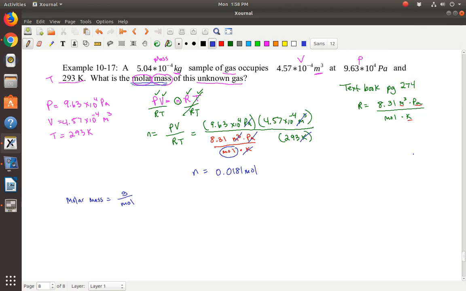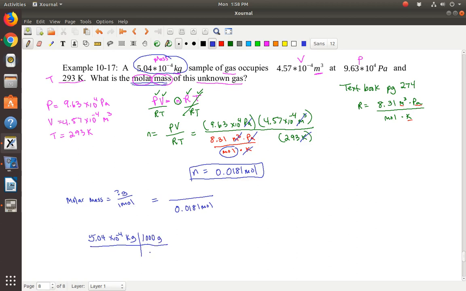All right, well, the molar mass is always some number of grams per 1 mole. Okay, now we just figured out how many moles we have. So we have 0.0181 moles. How many grams do we have, though? Well, they gave us the mass up here in kilograms. So I just have to put the mass in kilograms and turn it into grams, which is just another conversion. So 5.04 times 10 to the minus 4 kilograms. I have to turn it into grams. Remember, there are 1,000 grams in a kilogram. So we're just going to multiply this by 1,000.